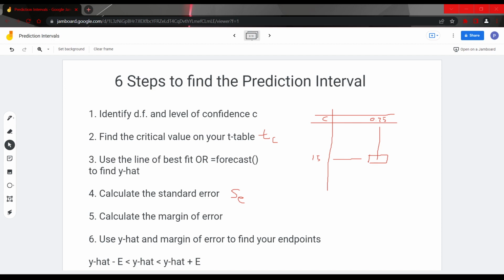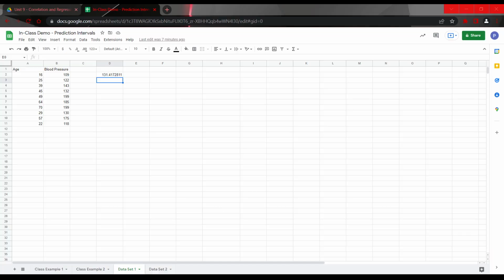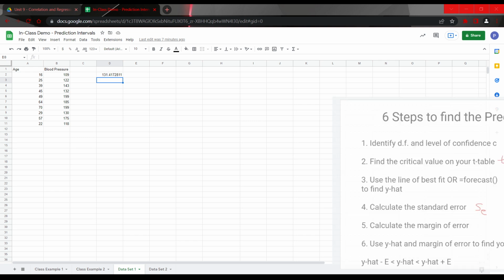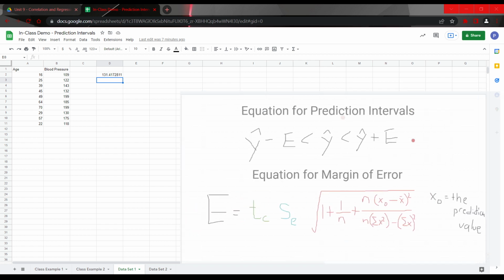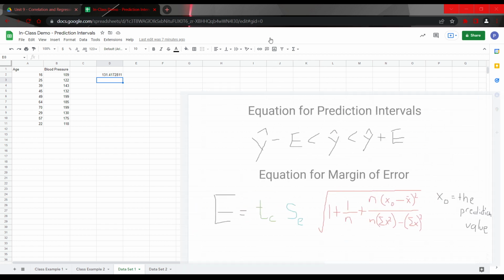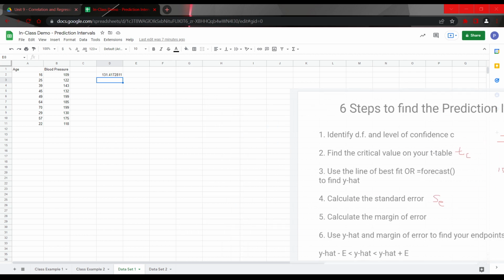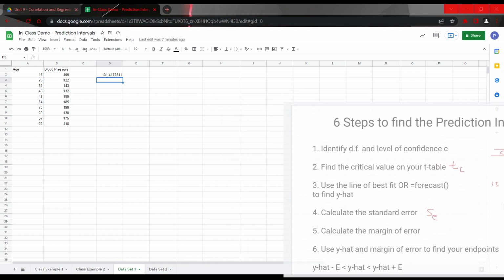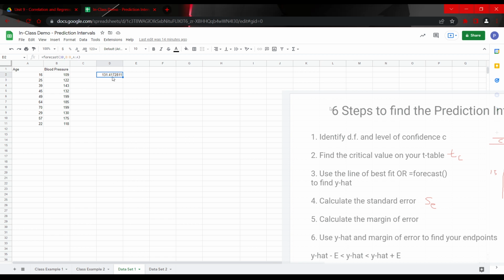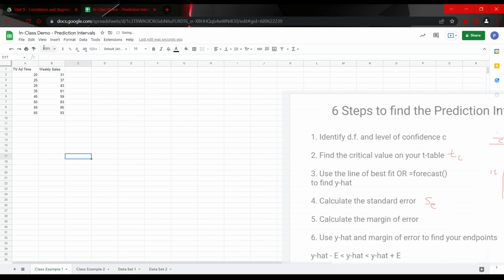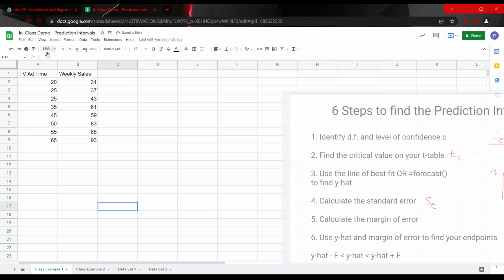So let me switch over to my Google Sheets, and let's have this up on the side. Okay, we don't need all that. Yeah, this should be fine over there. And I will zoom in a little bit. Let's go with 150. Should be fine.